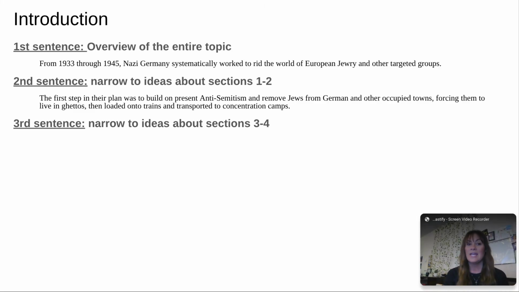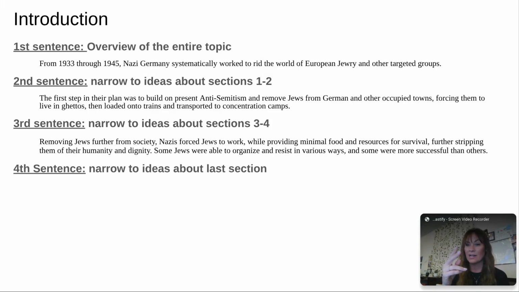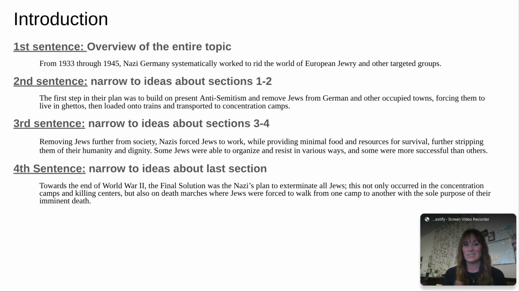Our third sentence narrows it down to probably sections 3 and 4, which kind of go hand in hand, the concentration camps and resistance. So something similar to removing Jews from society. Nazis forced Jews to work while providing minimal food and resources for survival, further stripping them of their humanity and dignity. Some Jews were able to organize and resist in various ways. Some were more successful than others. Again, I'm also looking at my topic sentences, and I can use those ideas, not word for word, to help me write these sentences. If I'm revising, I might actually pare that one down. It's pretty long and it's 2 sentences.